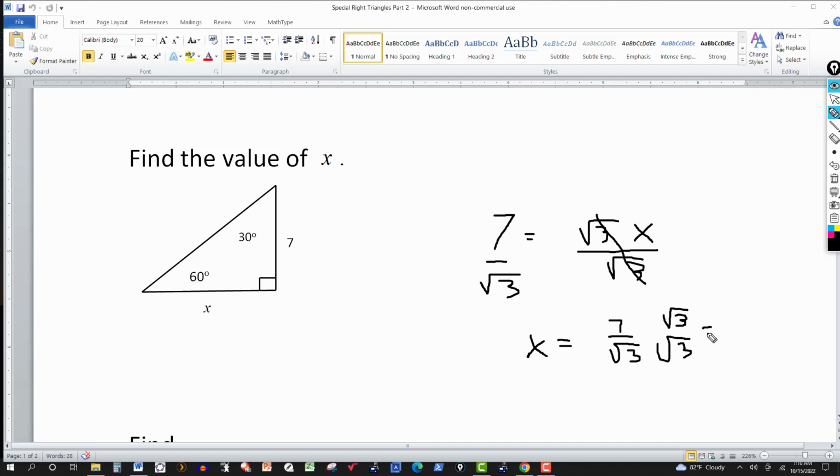So then you say, okay, x is going to equal 7 times the square root of 3. And radical 3 times radical 3, that's radical 9. Square root of 9 is 3. So the answer to this one comes out to be 7 times the square root of 3 over 3.